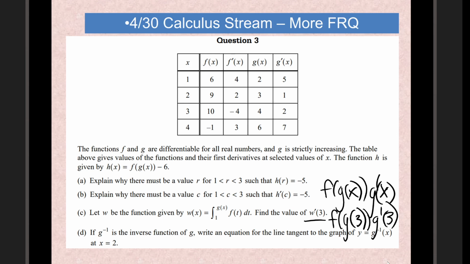G prime of 3 is 2. G of 3 is 4. So f of 4 is -1. And so that was pretty easy. Worked out pretty nicely. Plugging stuff in after we got the right equation. And the last part is easiest or hardest, I mean, kind of just depending on your comfort level with inverse functions.